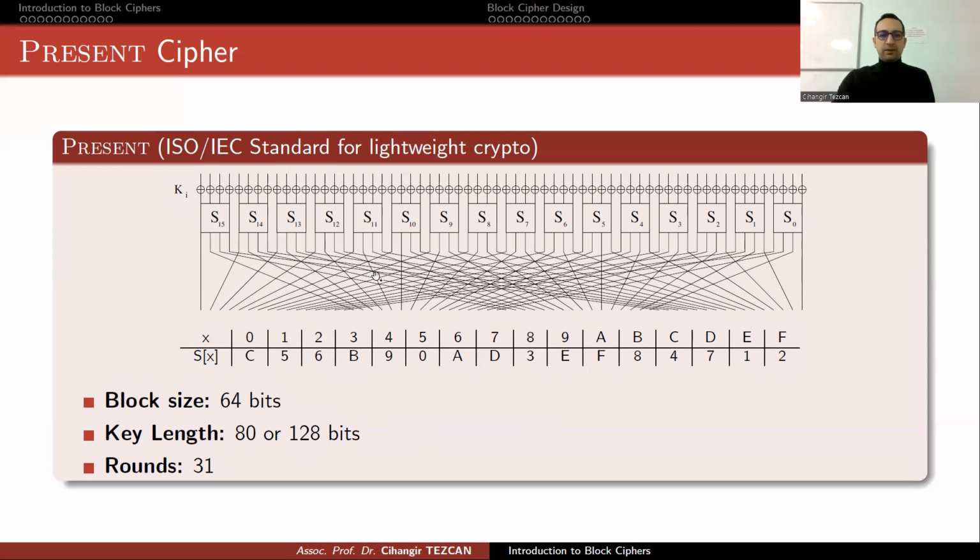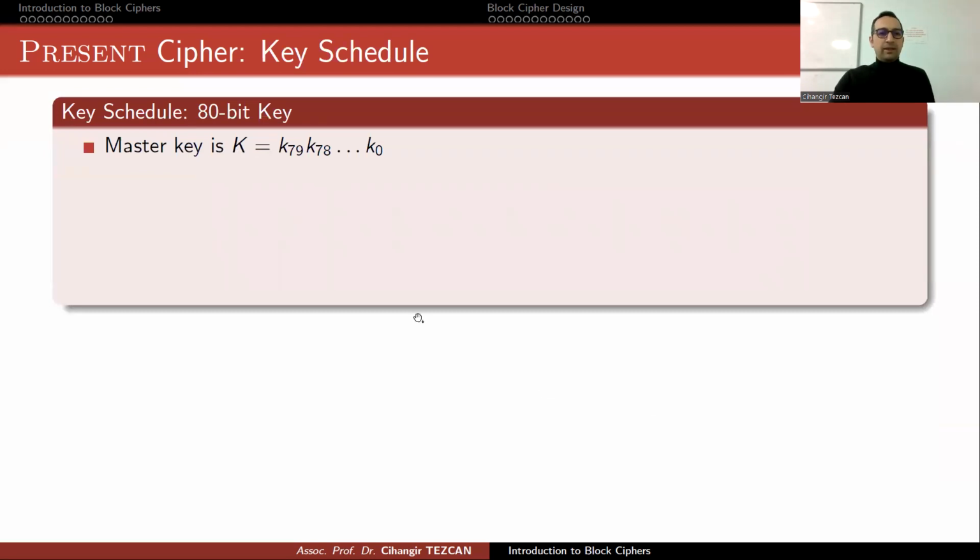Then we switch the places of the bits. This is your permutation layer. It takes time to implement on software, but at the hardware level, this is very fast. So you repeat this picture 31 times. At the last one, you add another round key XOR here, and you obtain the ciphertext block. Let me talk about the key schedule first.